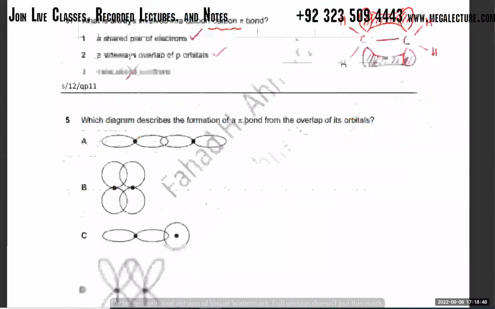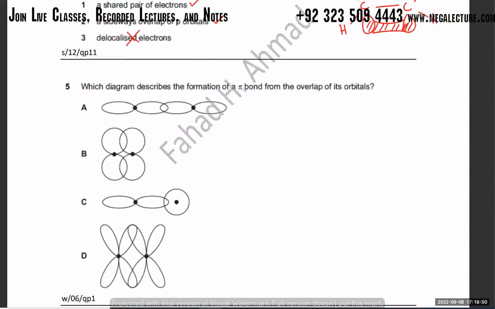अच्छा फिर diagram describes the formation of a pi bond. So which one looks like a pi bond? इनमें से कौन सा pi bond है? Or resembles a pi bond? क्या होगा राफे? फिर एक सेकंड. अब्दुल्ला कौन सा होगा? सर ऑप्शन बी होगा. E? E for ball. हाँ ठीक है. B होगा क्योंकि वो से मिलता जुलता है.